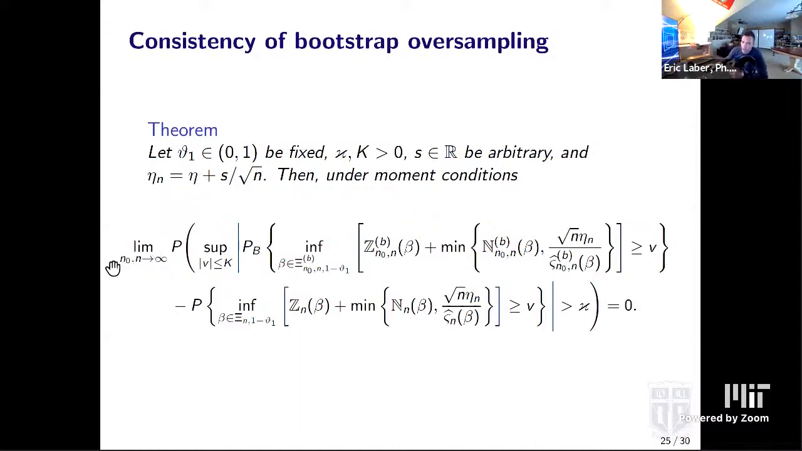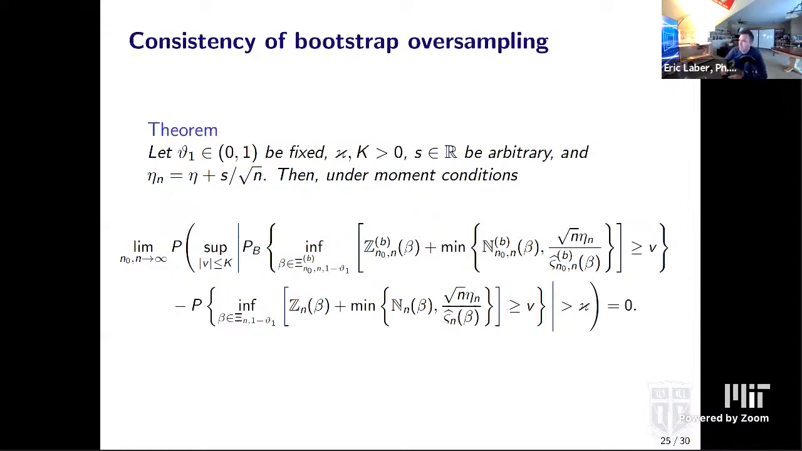Then you can show that in the limit as n0, that's the pilot, and n go to infinity, the difference in power goes to 0. So this is the bootstrap power curve, this is the true power curve, and this thing goes to 0. The point here is that the bootstrap power curve converges to the actual power curve over all compact sets. That is the take-home message.